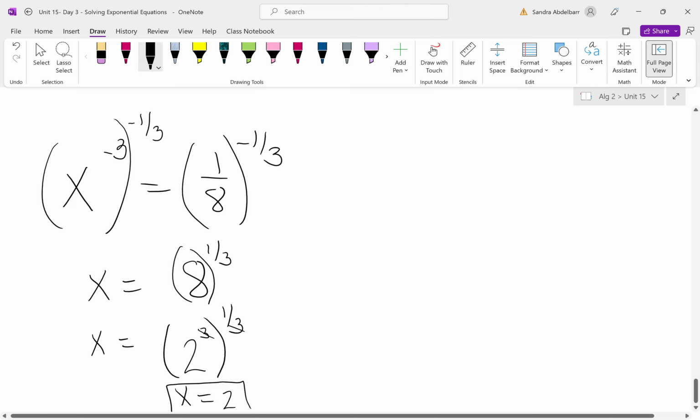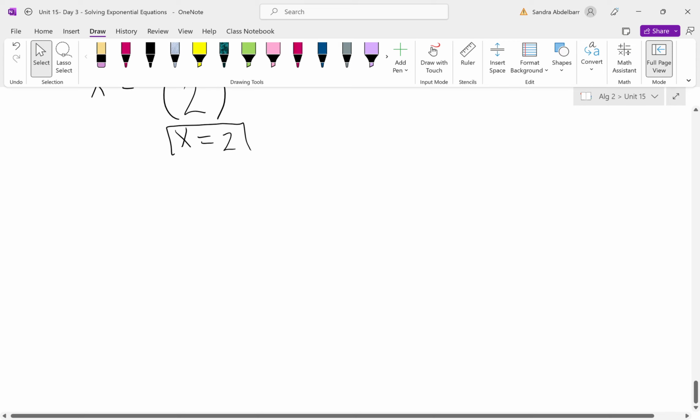Dravid, did I go too fast? How'd you get 8 to the 1/3? Because this was a negative exponent. So how do I fix a negative exponent? Just flip it, right? To make it a positive exponent. Yeah? For real? All right, guys, let's keep going.